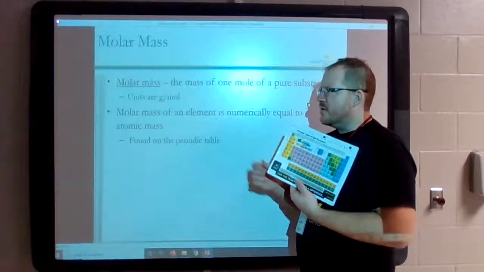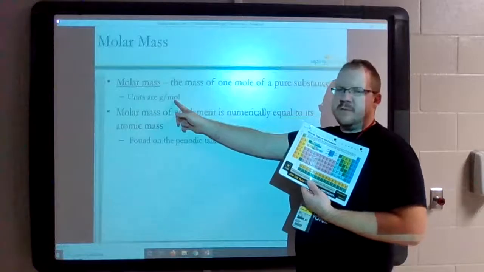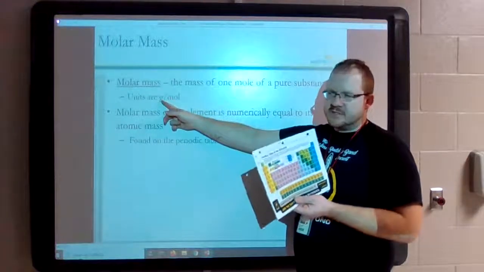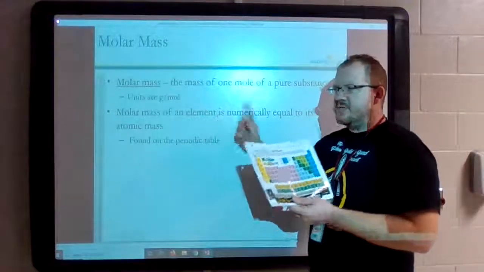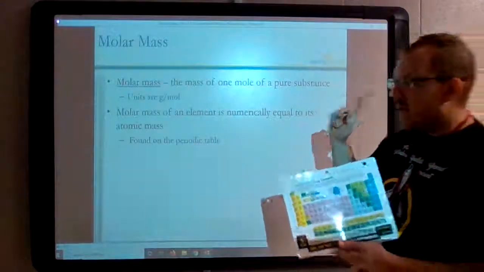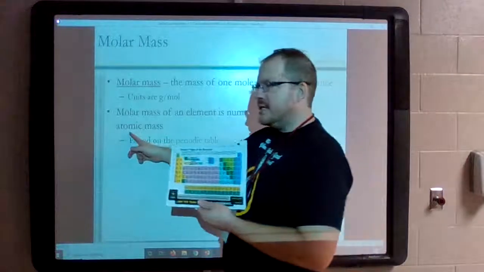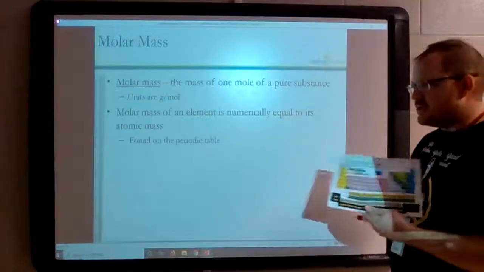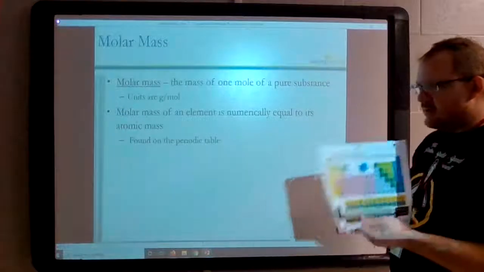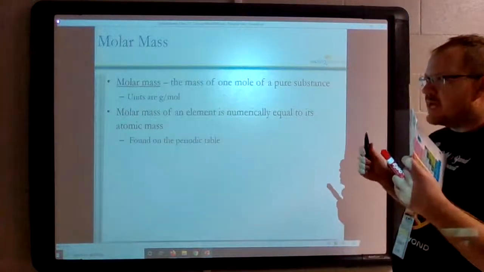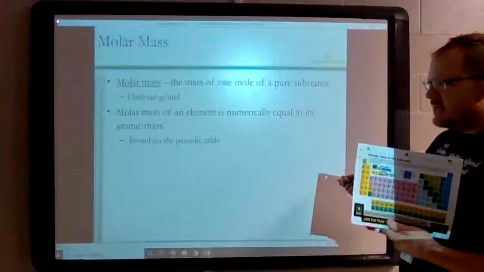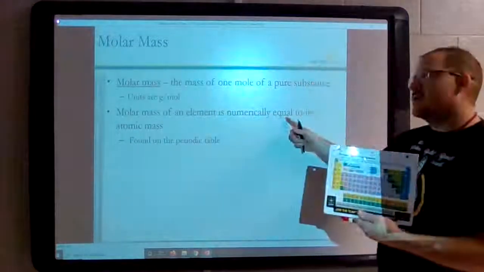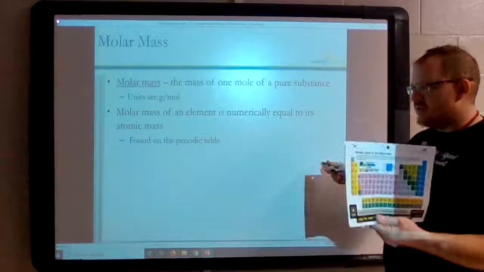12.011. So if I have 1 mole of carbon, it should weigh 12.011 grams. That is the weight in grams for 1 mole. If I just have 1 atom of carbon, it's the atomic mass, it will weigh 12.011 atomic mass units. So that's how we measure really, really small things. But if you're measuring a mole of something, which is a really big number, you want to go to grams. It's going to be the same numerical number. It's just going to have a different unit on it.